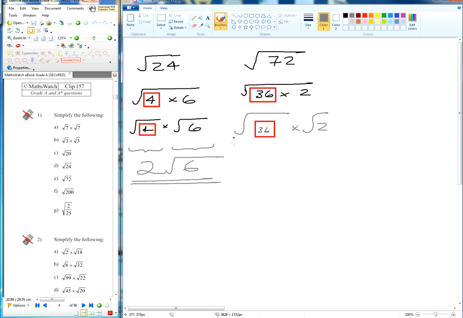So what I've done now is split it up. So I'm showing you each step. So number 72 is really 36 times by 2. 36 is our square number. And then you split them apart. Now the root of 36 will give you a nice and lovely what? 6, because it's a square number. And root 2 will stay as? Root 2. And that's the end of that question.